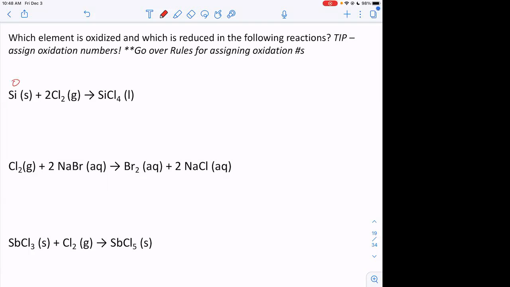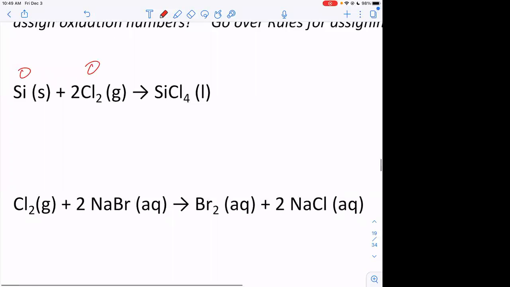0. That's by itself. Chlorine is by itself. Yes, it's a diatomic, but it's still by itself. It's not combined with another element. Now we've got to go through just like we did a second ago and assign oxidation numbers to silicon and chloride here in this compound.